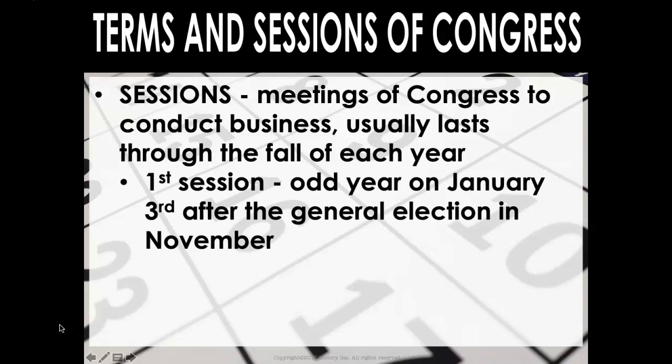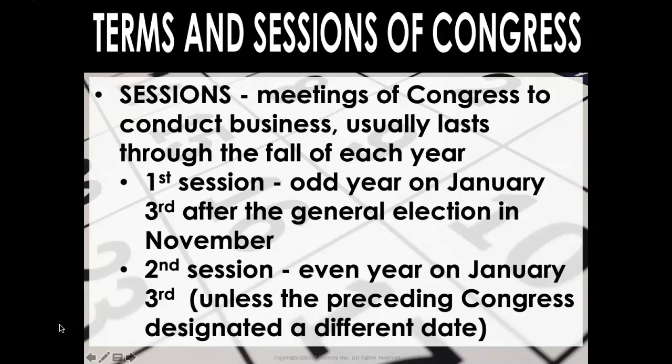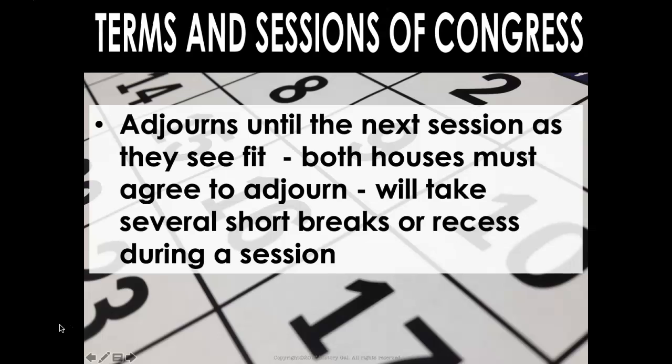The first session, in an odd year, essentially takes place on January 3rd after the general election in November. The second session is in an even year, January 3rd, unless the preceding Congress designated a different date. When Congress comes to work, they essentially try to hold committees, have meetings, and see what types of bills and proposals they can pass and work for the people. When the Senate and House adjourn until the next session as they see fit, both houses must agree to adjourn and end. There will be several short breaks or recesses during a session.